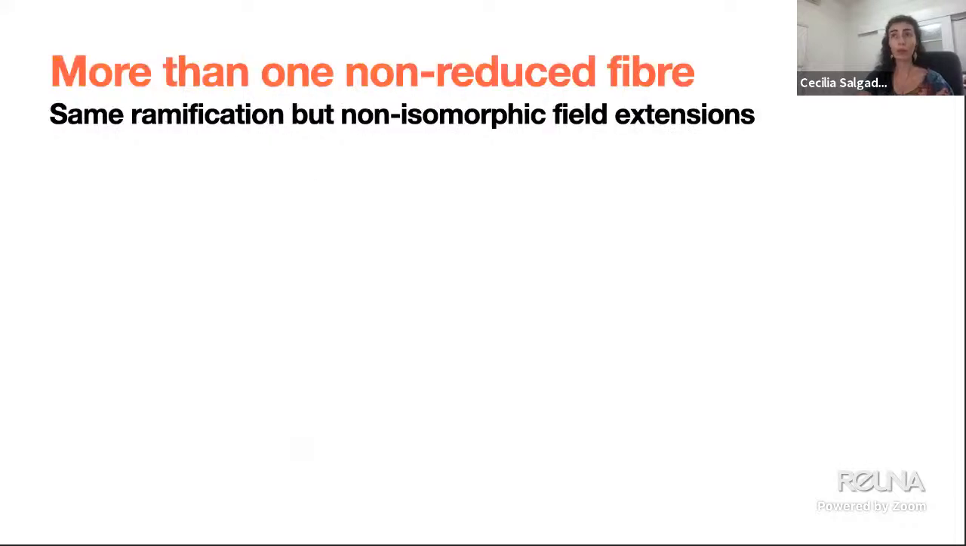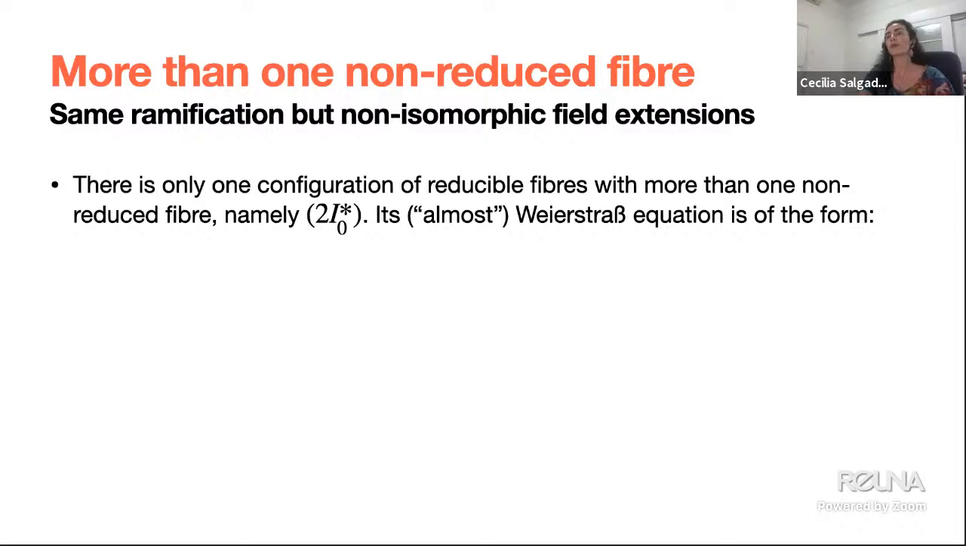curve. But when I have two non-reduced fibers, this is precisely the case that I showed you in the slide about the twist family, right? And they can all have the same ramification. And as I said, it happens for the trivial bundle that we would find there, the nice bundle, conic. But they do still have non-isomorphic fields. So the configuration I told you in advance was I_0^*.